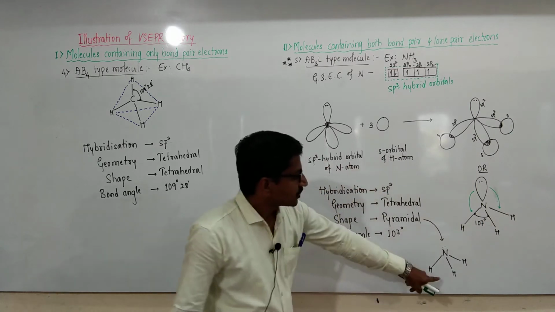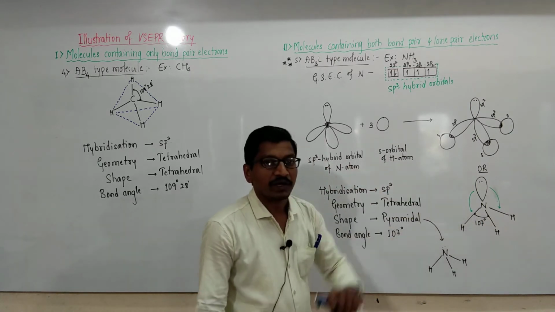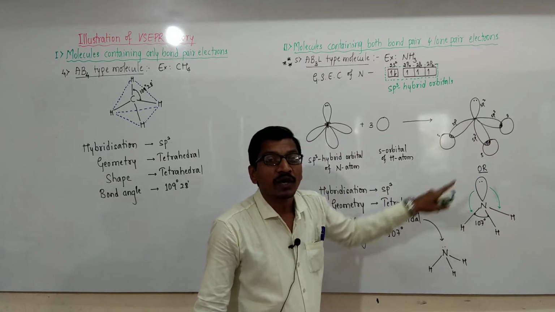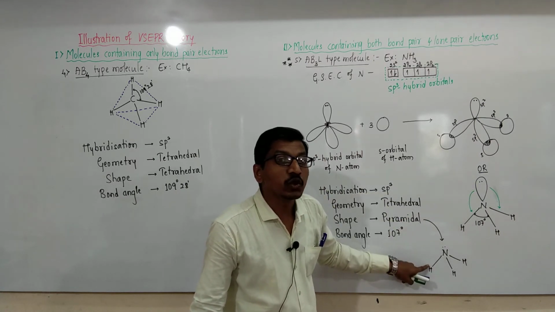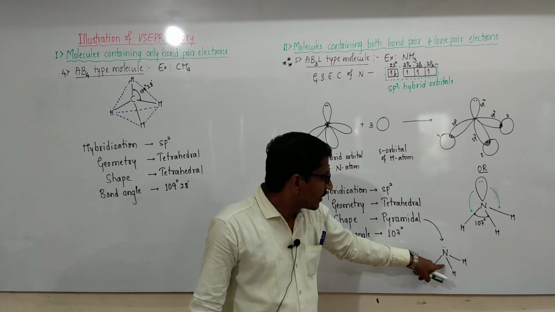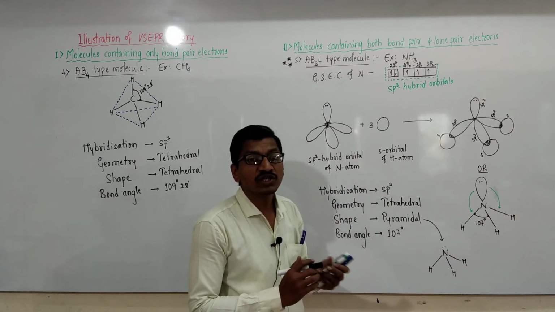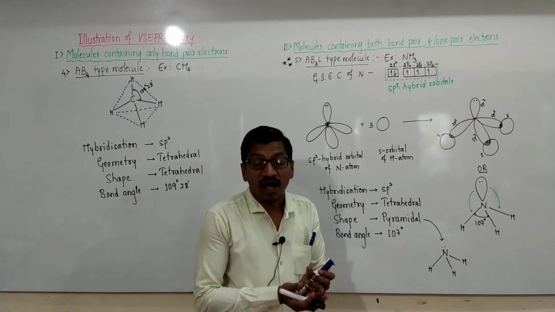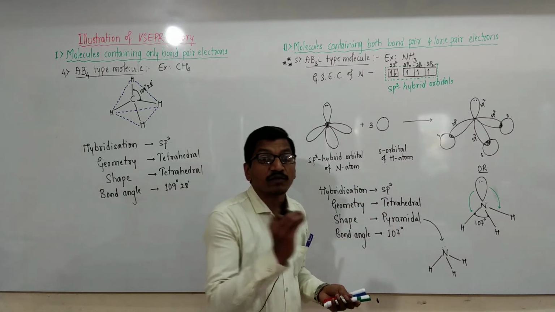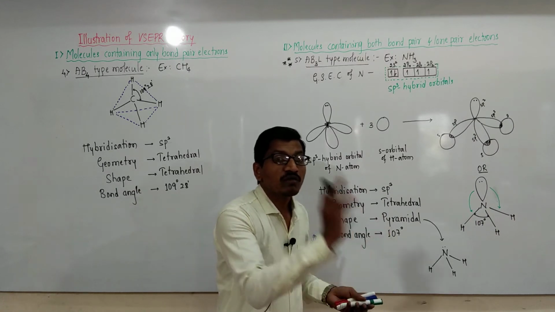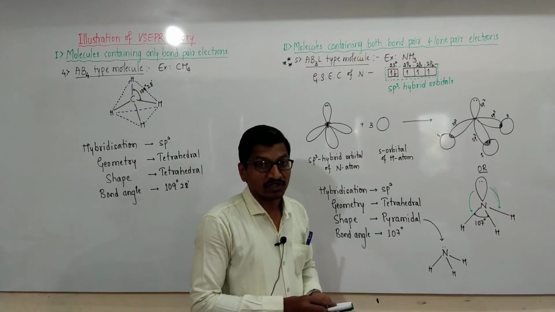This is the shape, this is the geometry. The geometry includes the lone pair of electrons, and the shape excludes the lone pair of electrons, that is pyramidal shape. This is very important, and in your examination this question is frequently asked: explain the formation of ammonia molecule based on valence shell electron pair repulsion theory.